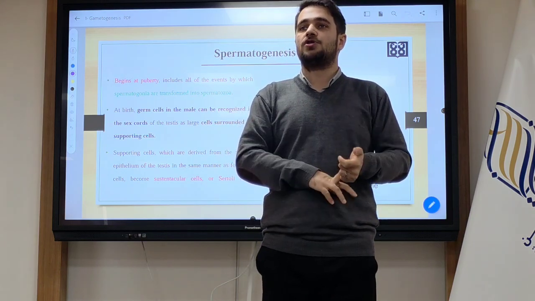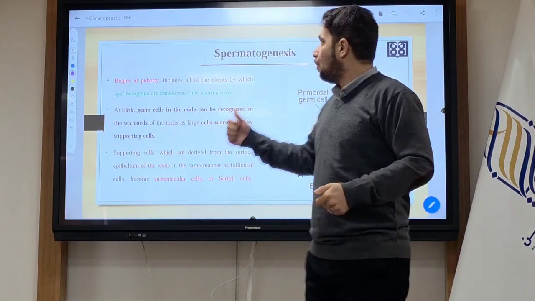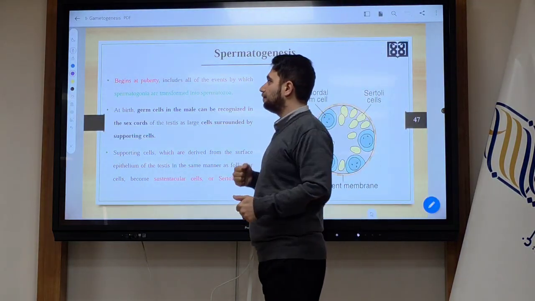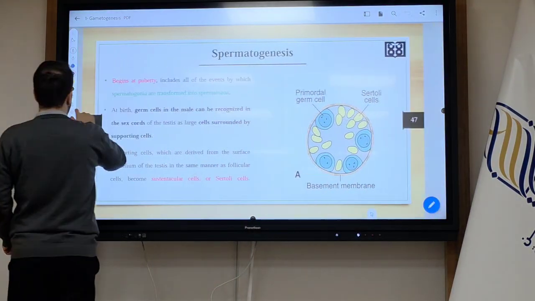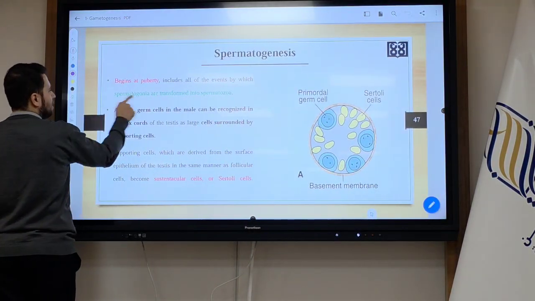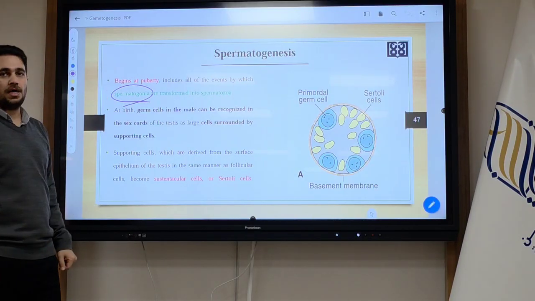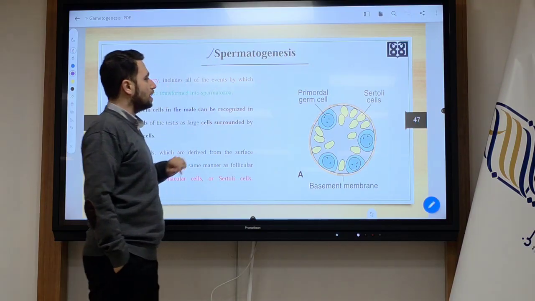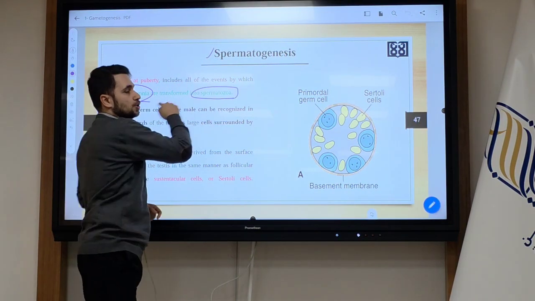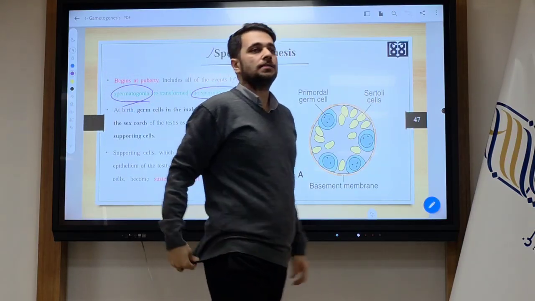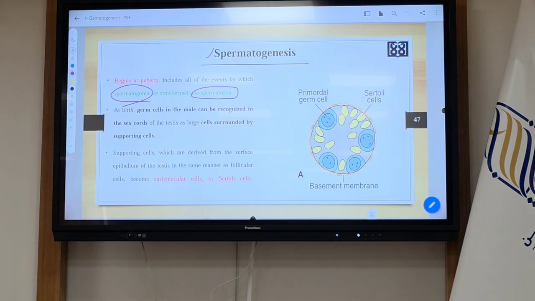Oogonia, and then differentiate to the primary oocyte, secondary oocyte, and the rest of them. What about the sperm? This PGC changes to spermatogonia, similar to oogonia. In the process of spermatogenesis, it transforms into spermatozoa. The spermatozoa are what a man needs for fertilization. Okay?